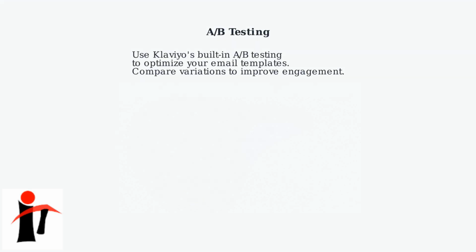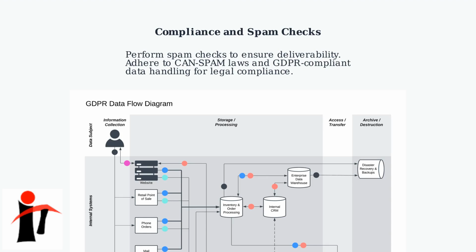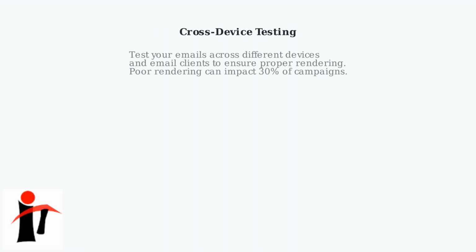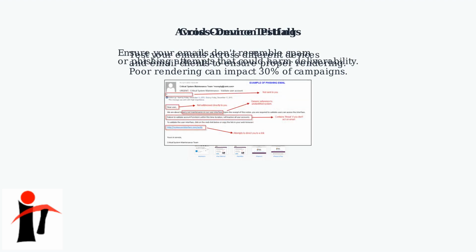Utilize Klaviyo's built-in A/B testing to optimize your templates by comparing different variations and measuring their performance. Perform spam checks to ensure your emails reach inboxes. Always adhere to CAN-SPAM laws and implement GDPR-compliant data handling to protect user privacy and meet legal requirements. Always test your emails across different devices and email clients to ensure proper rendering. Poor rendering can negatively impact up to 30% of your campaigns. Ensure your emails don't resemble spam or phishing attempts that could harm deliverability and compliance.